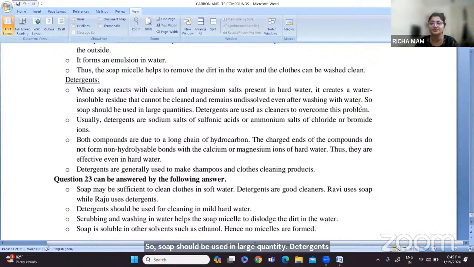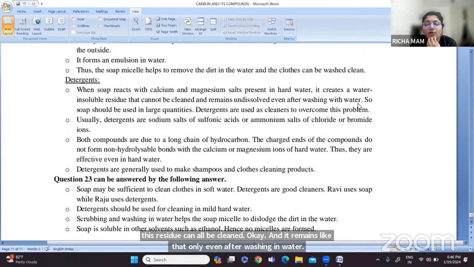Soaps are nothing but sodium and potassium salts of carboxylic acid. When soaps react with the calcium and magnesium salts present in hard water, they form a water-insoluble residue. It won't get dissolved in the water, so it forms an insoluble residue, and this residue cannot be cleaned. It remains the same even after washing in water.